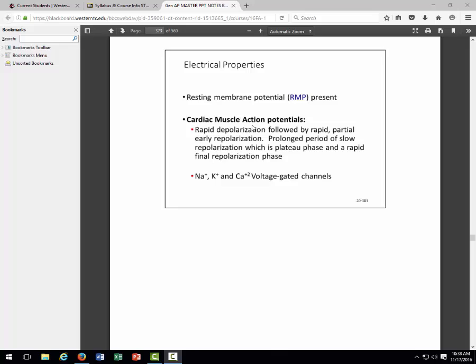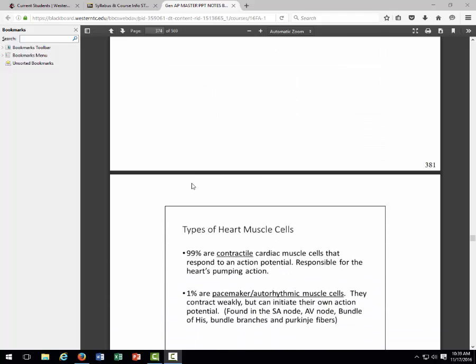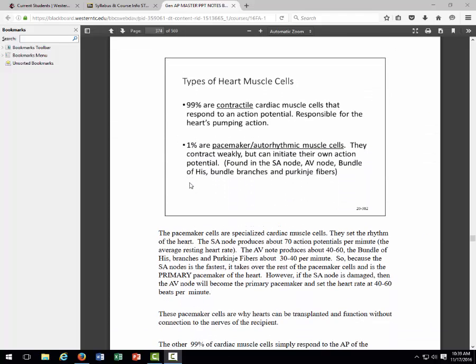So we're going to look at the action potential then of the cardiac muscle cells today. And we know in the skeletal muscle action potential, sodium and potassium are the key players, right? Sodium causes depolarization and potassium causes repolarization, right? Well, in the cardiac muscle action potential, calcium comes into play.